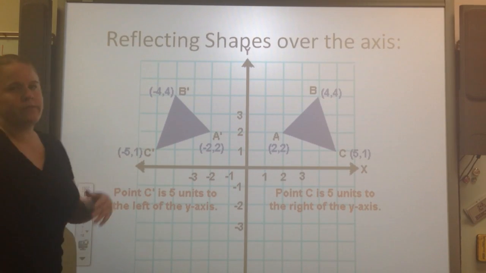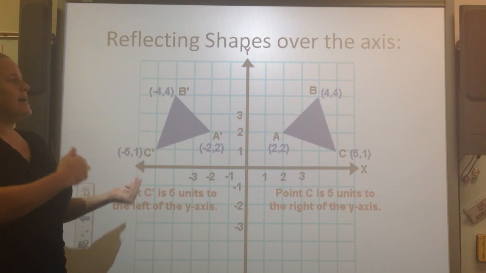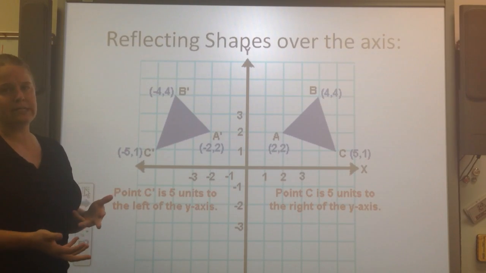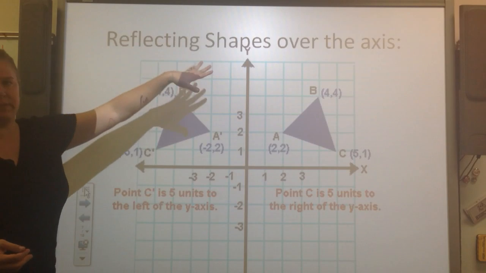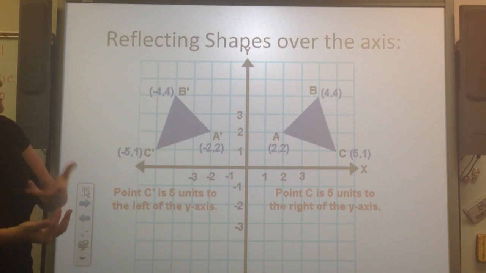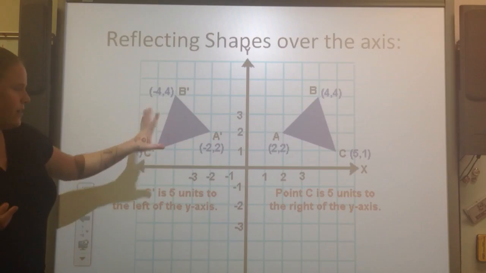So this is part 2 of coordinates and reflecting. The last video we talked about reflecting points. Well, this time we're going to be talking about reflecting shapes. Okay? So it's not much different, so don't stress when you see all this.